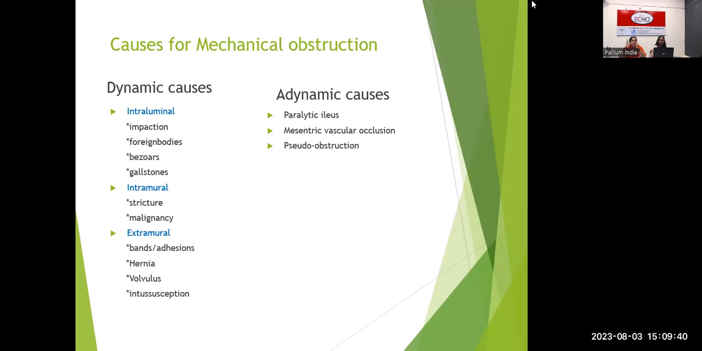So in mechanical obstruction, causes can be adynamic or dynamic obstruction. In dynamic, it can be due to intraluminal, something inside the lumen is getting obstructed. Or intramural, the muscle wall is having some problems. It can be due to some tumor growth or some strictures leading to obstruction. It can be due to extramural factors like bands or adhesions, probably after any previous surgery or after chemo or radiation therapy, some stricture has developed, or a hernia, volvulus or intussusception leading to the obstruction.